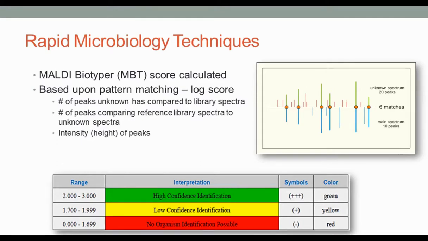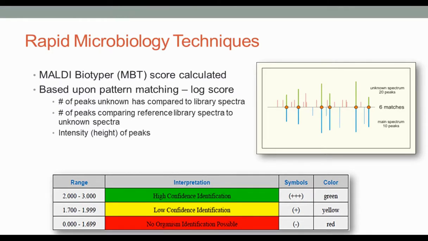This score is determined by comparing the number of peaks of the unknown sample with the number of peaks of organisms in the spectral library. In addition, the intensity of the peaks are factored into this calculation. Once a score is obtained, it can be used to determine the probability of a correct identification.